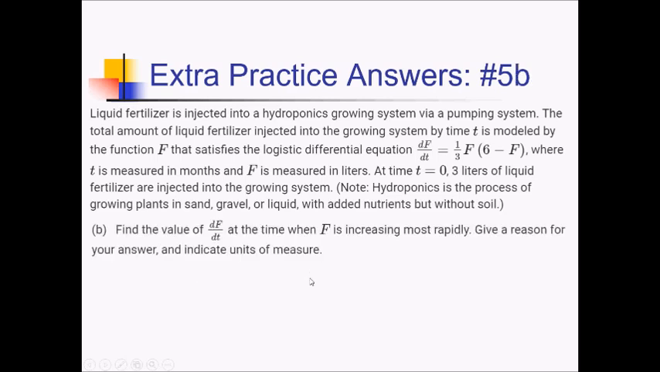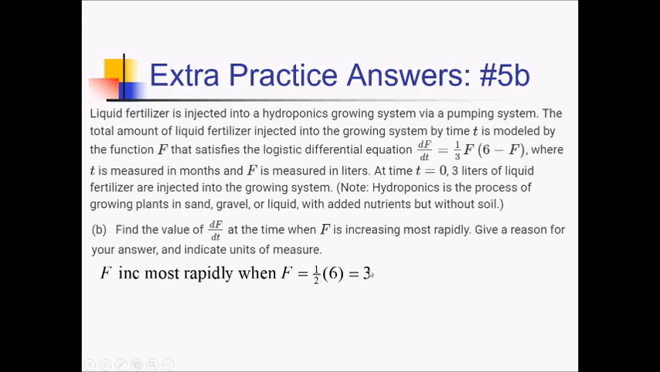For this part of the problem, they want the value of df over dt when f is increasing most rapidly. So basically they're asking us to maximize df over dt. In order to justify all of this, the way these logistic curves work, you have your fastest growth at the point of inflection, which always happens at half the carrying capacity. So in order to figure out the f value that maximizes our growth, I'm going to do half of my carrying capacity of 6, which is just 3.